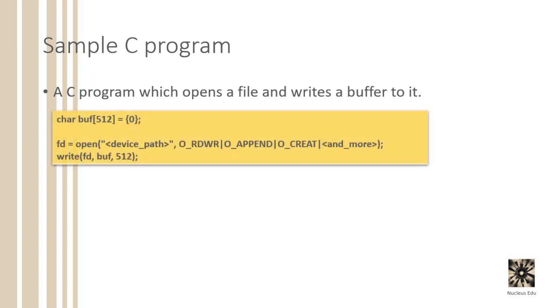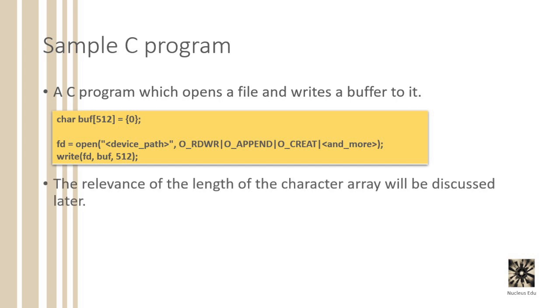Right, so let's first look into the entry point for our IO, and we're going to use a very simple C program which opens a file and writes the buffer to it. To do that, we're going to have a very simple open system call and then a write system call. We are defining a buffer of length 512 here. The relevance of the length of the characters used would be discussed later, and we would see why we could have used a smaller one, but one of the variations that we're going to discuss later would fail and why that is.